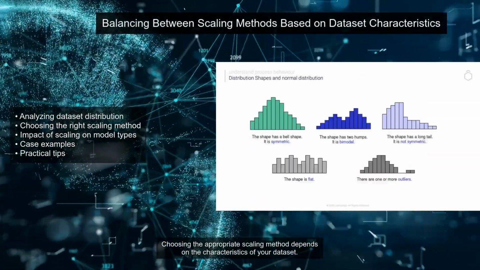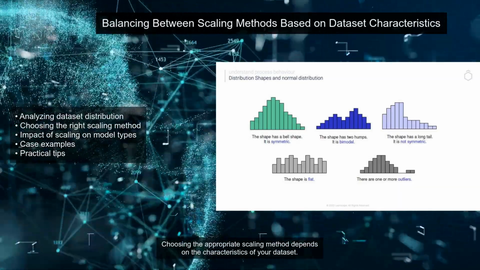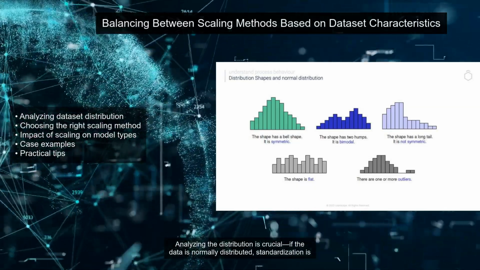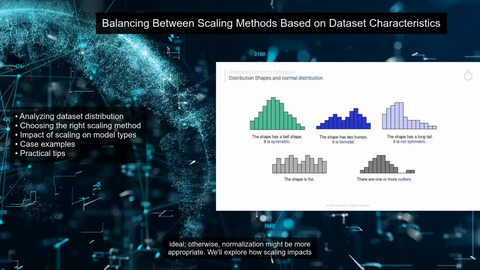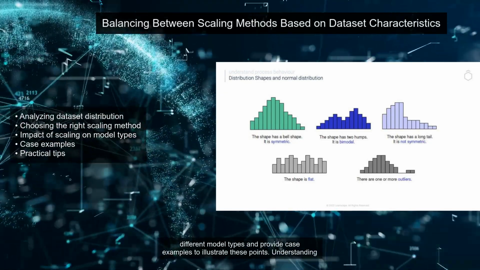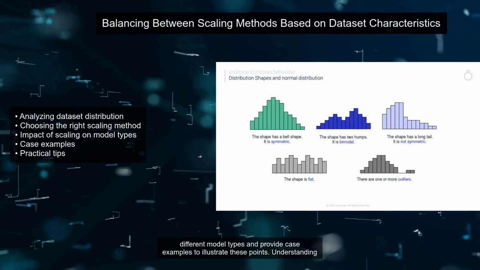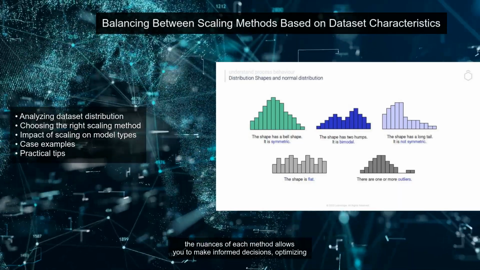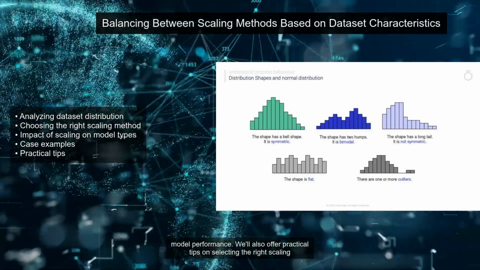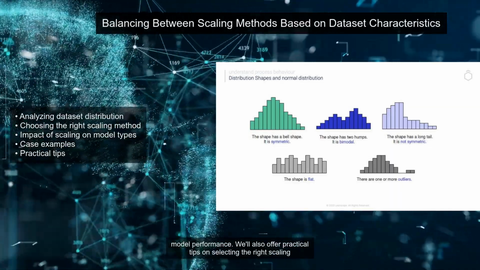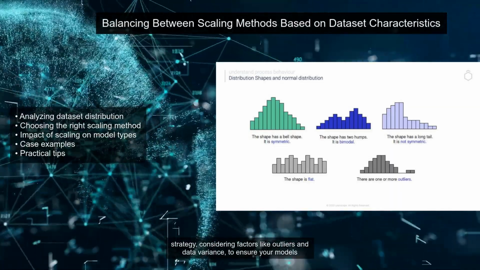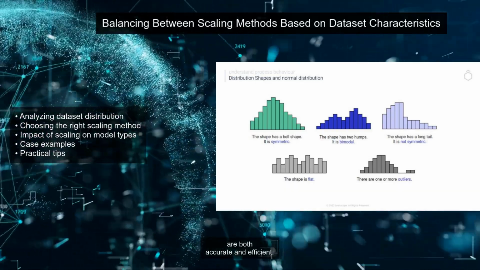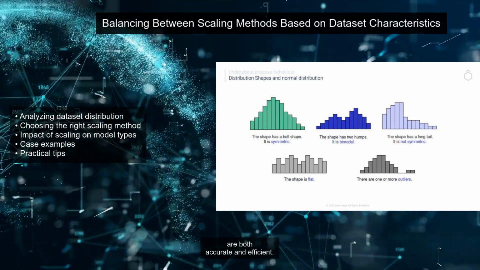Choosing the appropriate scaling method depends on the characteristics of your dataset. Analyzing the distribution is crucial. If the data is normally distributed, standardization is ideal, otherwise, normalization might be more appropriate. We'll explore how scaling impacts different model types and provide case examples to illustrate these points. Understanding the nuances of each method allows you to make informed decisions, optimizing model performance. We'll also offer practical tips on selecting the right scaling strategy, considering factors like outliers and data variance, to ensure your models are both accurate and efficient.